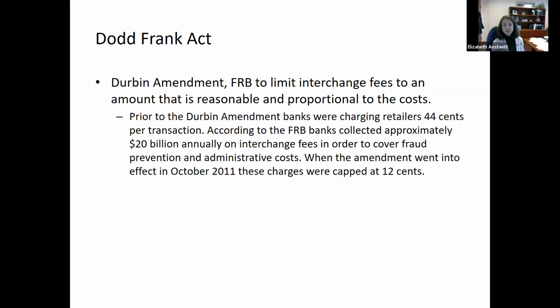Because of all of this, the Dodd-Frank Act did require that there be a rule that would bring down the per transaction fee, because these interchange fees are typically sort of a set fee plus a percentage of the transaction. And prior to the Durbin Amendment, which is what the amendment to the Dodd-Frank Act that dealt with the interchange fee is called, most retailers were charged 44 cents per transaction.